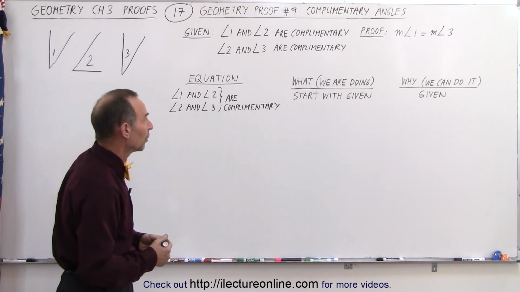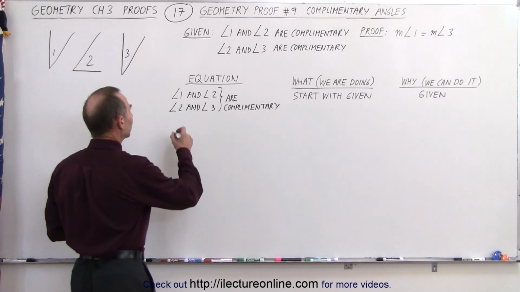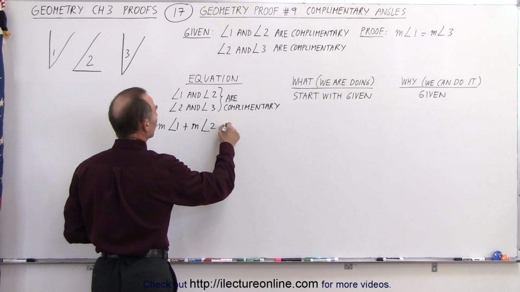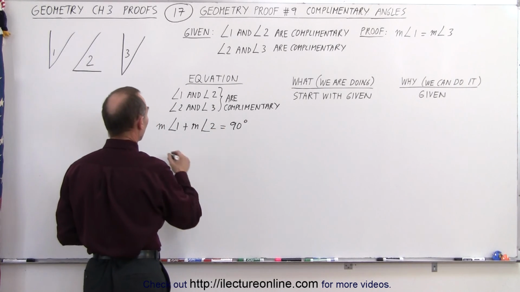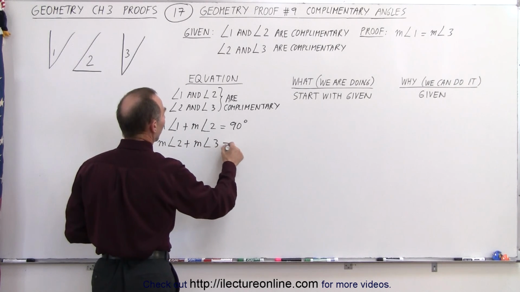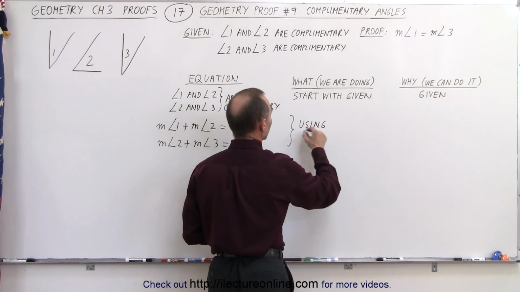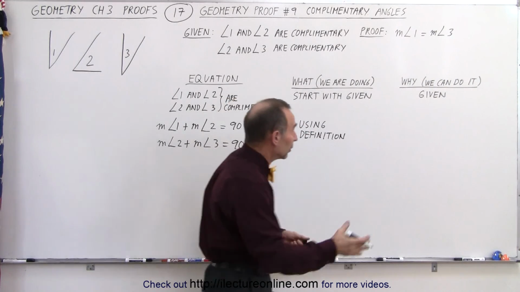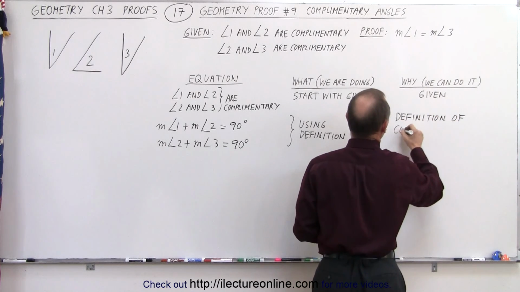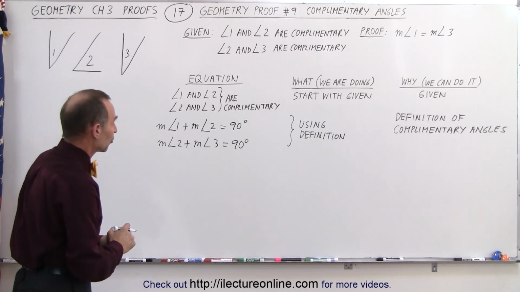So that is given. What do we do next? Well, we're going to use the definition of complementary angles, where we can then say that the measure of angle 1 plus the measure of angle 2 must add up to 90 degrees, and likewise, the measure of angle 2 plus the measure of angle 3 must also add up to 90 degrees. So we're using the definition of complementary angles. That is why we're allowed to do so. We're trying to get to the point where we can claim that measure 1 equals measure 3.